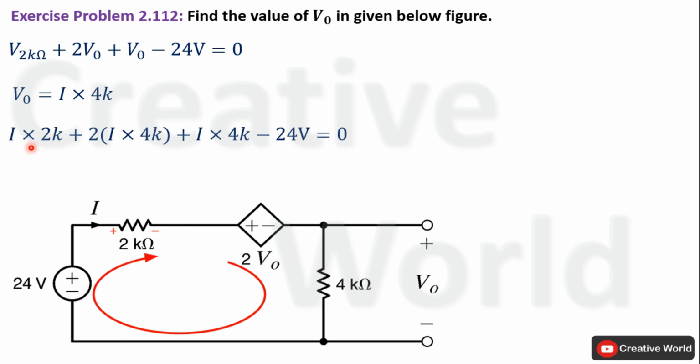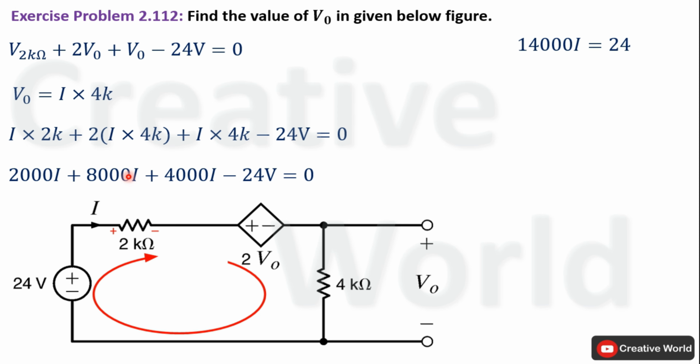Take the product of current I and 2 kilo ohm. It will become 2000 I, as kilo is replaced with 1000. Similarly, the product of 2 V0 is converted into 8000 I, and the product of I and 4K became 4000 I, minus 24 volt equal to 0. Now place minus 24 volt on the other side of the equal sign and add all these variables together. Their sum will be 14,000 I equal to 24. Divide both sides by 14,000. The value of current I will be 1.714 milliampere.